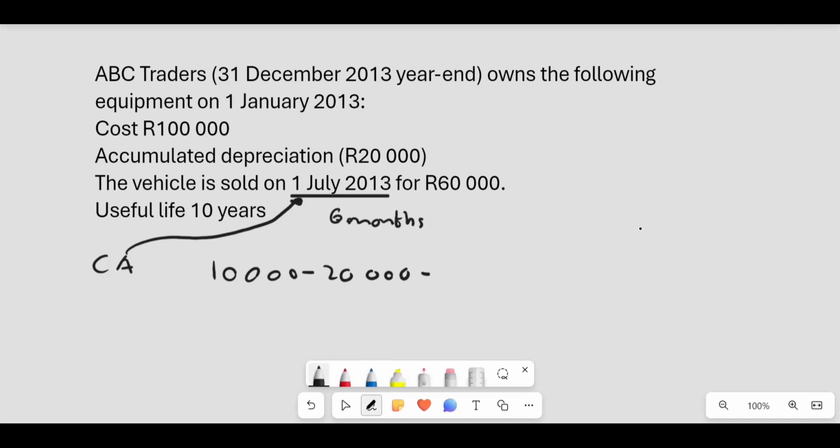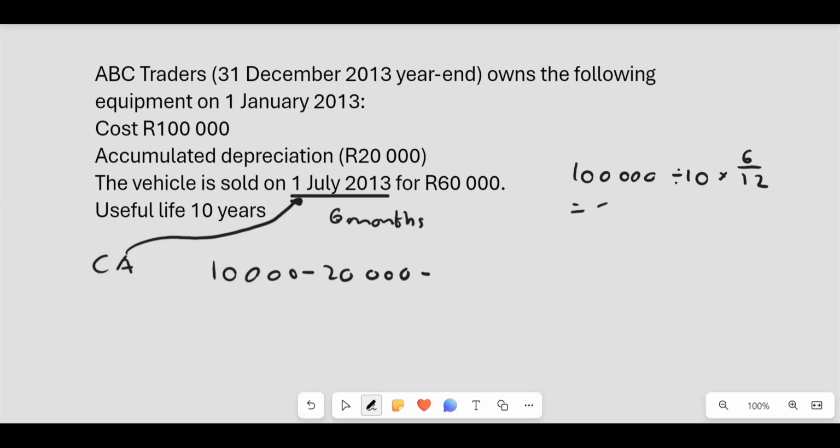So therefore, if we take 100,000 divided by 10 multiplied by 6 over 12, that is 100,000 divided by 10, which is 10,000, multiplied by half, which is 5,000. So we reduce the cost by 5,000 and it gives us an amount of 75,000. Therefore this would be our carrying amount, right?